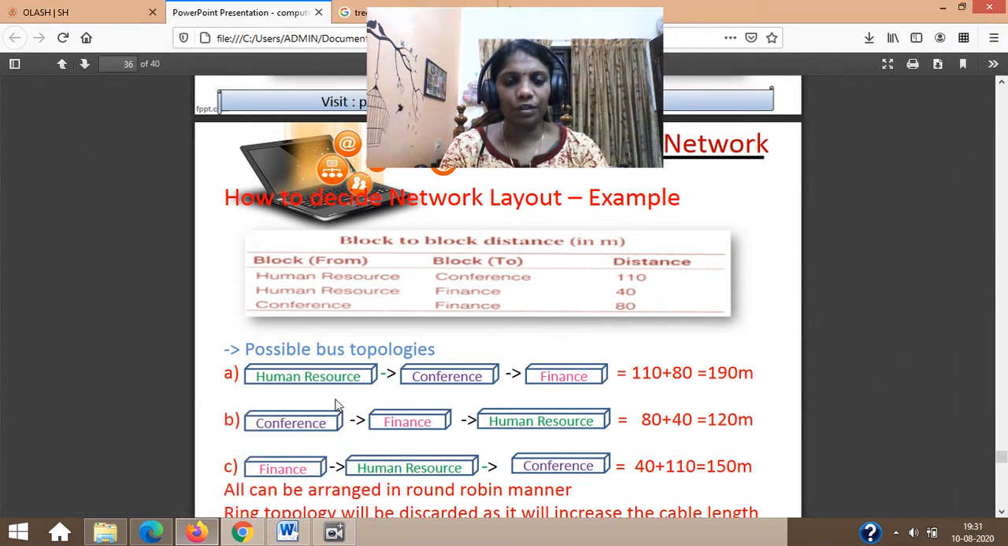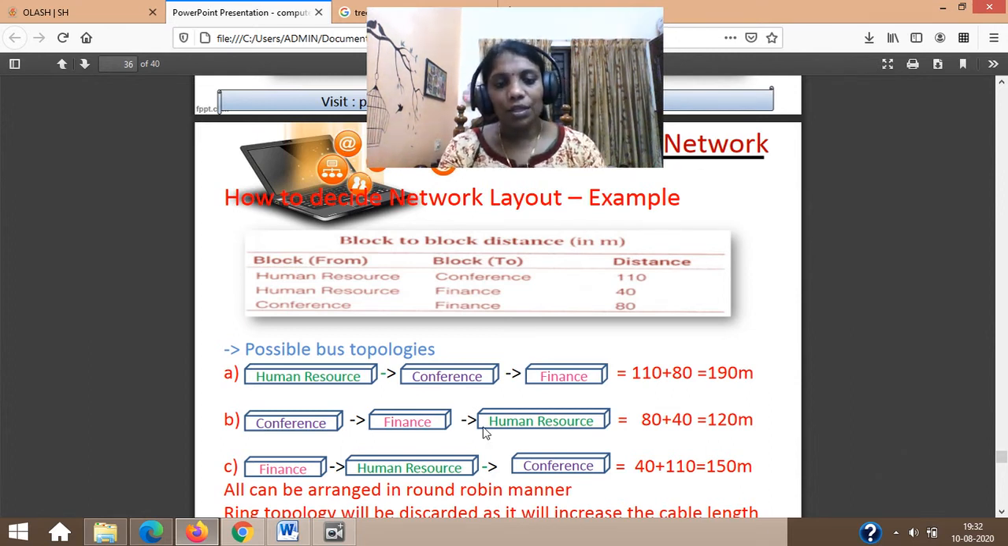Between conference and finance, you have 80, and then from finance to human resource you have 40. So 80 plus 40 is 120. And the next one, finance to human resource you have 40, and then from human resource to conference you have 110. So when you calculate, you can see that from finance to conference it's 80, and from finance to human resources 40. The shortest cable length we require is only 120 meters. So that is the shortest cable length.